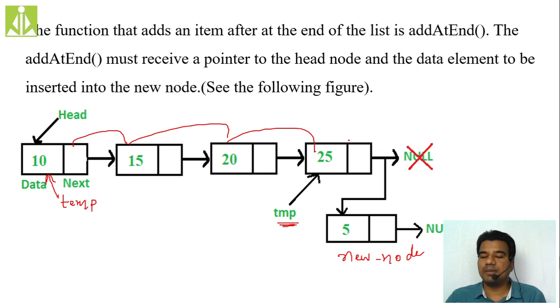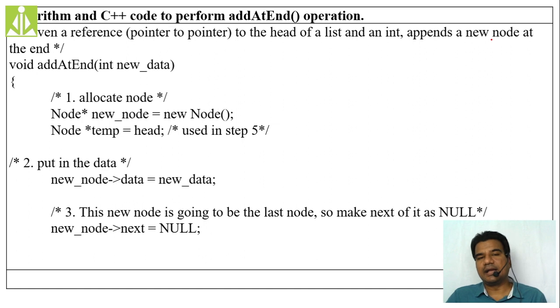The function with the name add at end will do that job for us. So quickly go and see the algorithm. Again, this is also a 6-step algorithm, and the first step is exactly similar to the previous one. First, allocate the memory for the new node, which we are doing over here. Next, initiate the temporary pointer with head, which we are doing here.